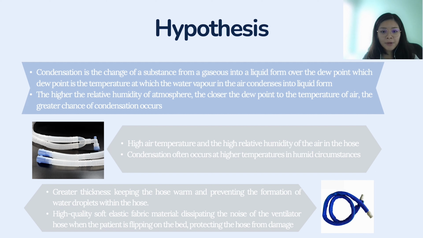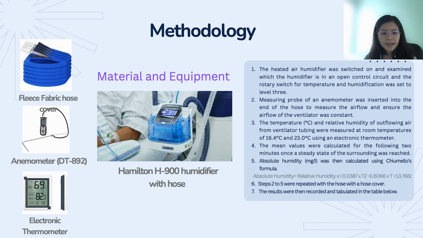In this experiment, we are going to propose a hose cover to insulate the hose to prevent condensation. With greater thickness, the hose cover keeps the hose warm and prevents the formation of water droplets within the hose. With high quality soft elastic fabric material, it will dampen the noise of the ventilator hose when the patient is sleeping on the bed, and also prevent the hose from being damaged by covering the whole hose of the ventilator. Other materials and equipment of this experiment.